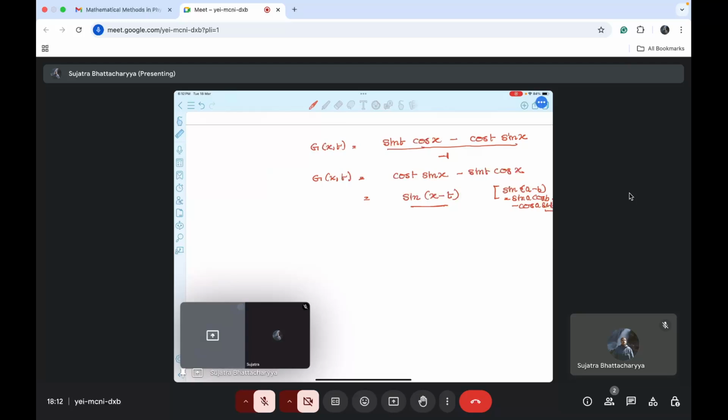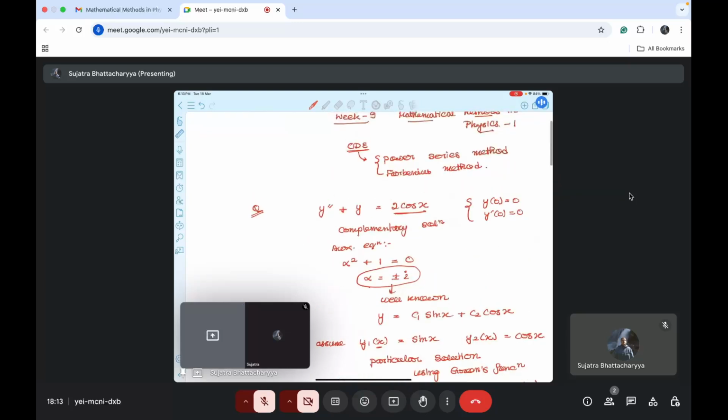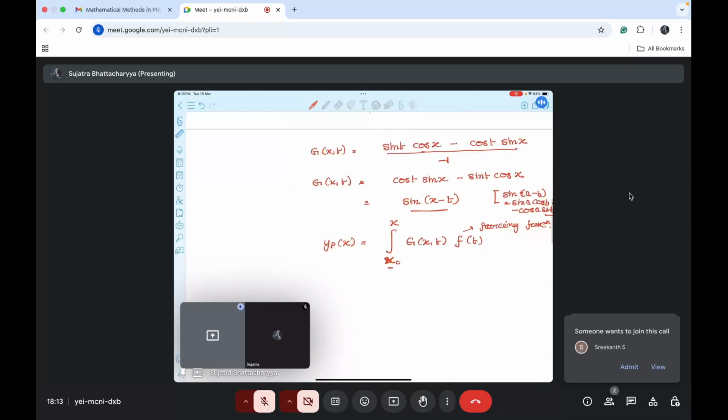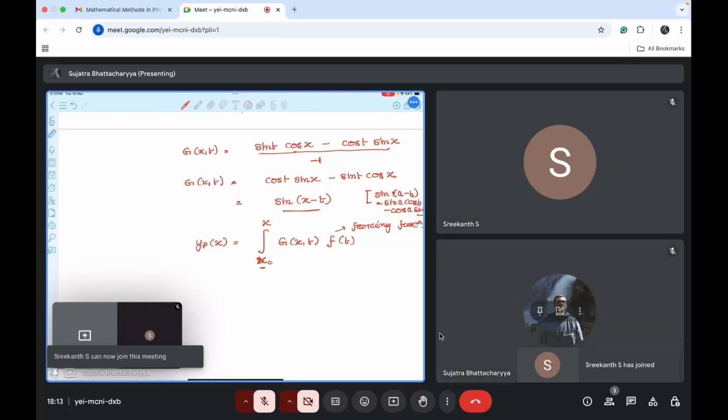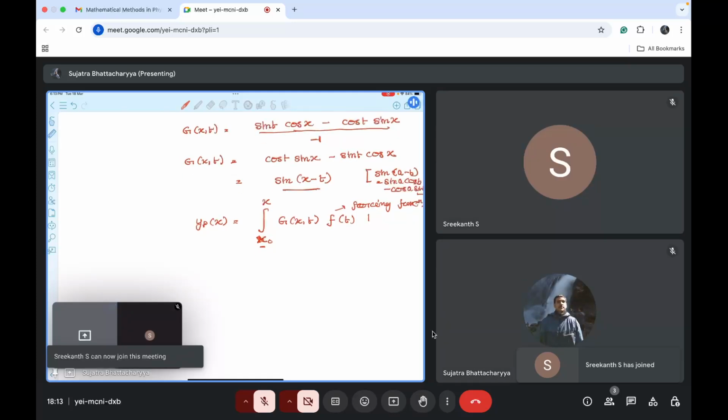And then how to find out the particular solution? Very simple. You have to write yp of x will be equal to the integral from x naught to some x. This is the initial condition, and this is some final value x. Okay, you have to write g of x comma t into f of t. If this is the forcing function, where you will find out the forcing function in the actual ordinary differential equation. So this is the forcing function f of x, but I'm writing it as f of t. It's a dummy variable. You can understand. Okay, so this is how we can write, and we will write it in terms of dt.